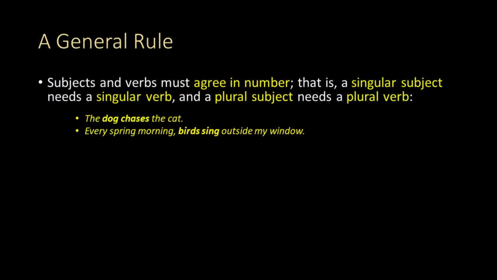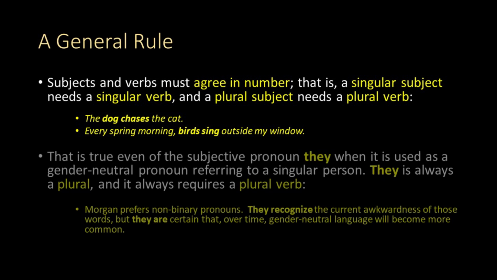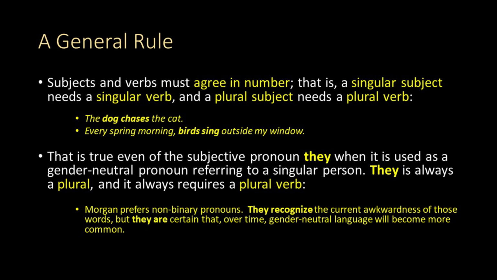Now let's talk about subject-verb agreement. The general rule is that subjects and verbs must agree in number. That is, a singular subject needs a singular verb, and a plural subject needs a plural verb. Thus, the dog chases the cat, and every spring morning birds sing outside my window. That is true even of the subjective pronoun they when it's used as a gender-neutral pronoun referring to a singular person. As a word, they is always plural, and it always requires a plural verb.